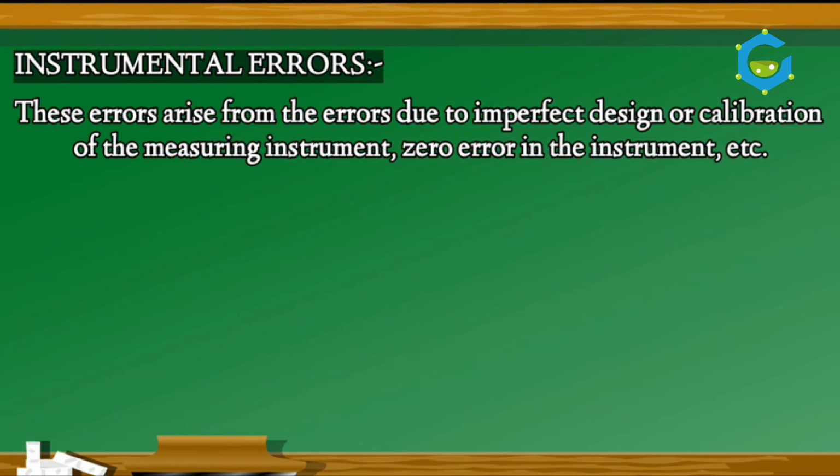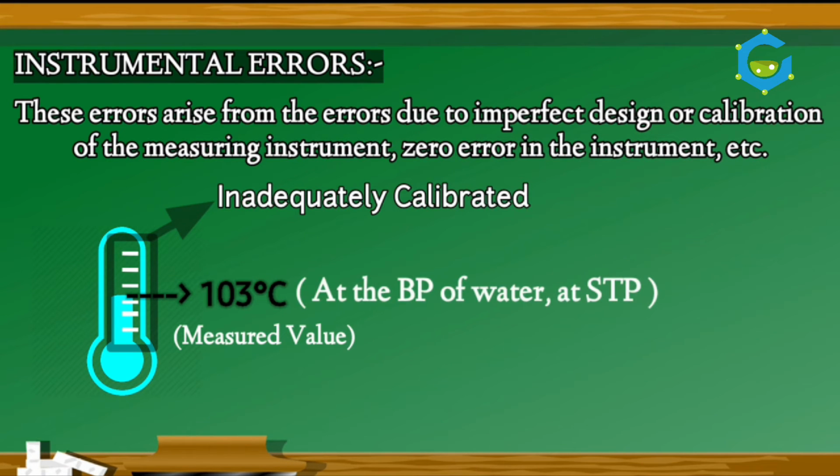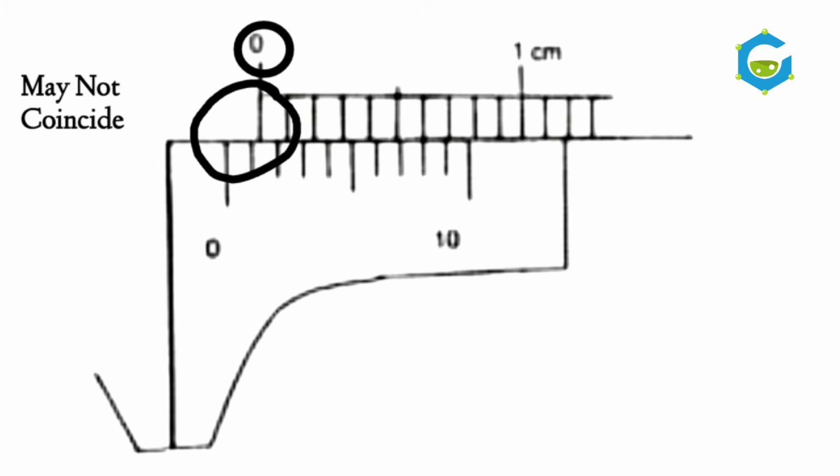These errors arise from the errors due to imperfect design or calibration of the measuring instrument, zero error in the instrument, etc. For example, temperature graduations of a thermometer may be inadequately calibrated, because of which it may read 103 degrees Celsius at the boiling point of water at STP, whereas it should read 100 degrees Celsius. Another example for the instrumental error is, in a vernier caliper, the zero mark of vernier scale may not coincide with the zero mark of the main scale, or simply an ordinary meter scale may be worn off at one end.